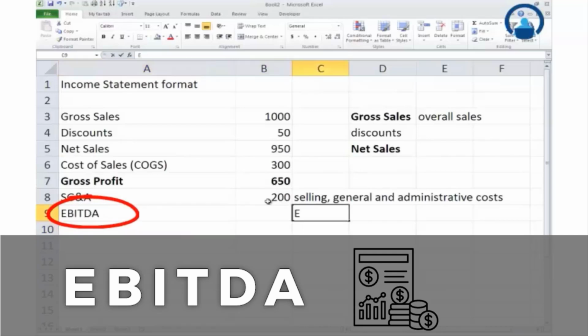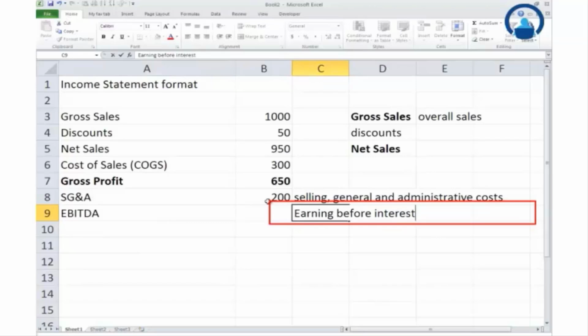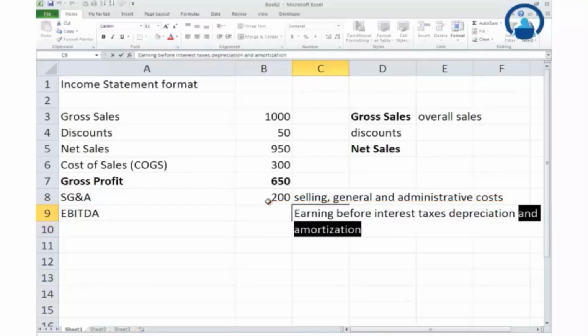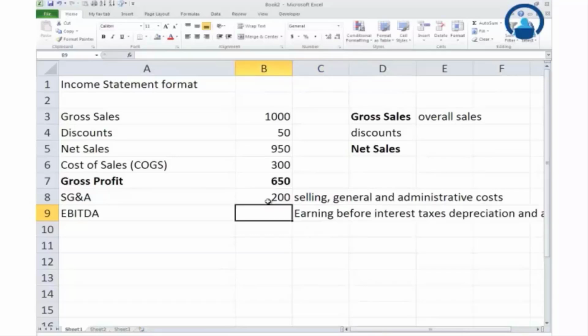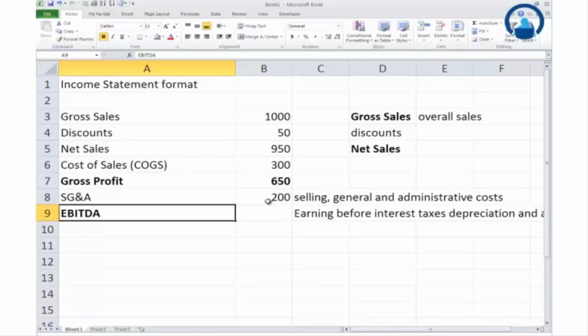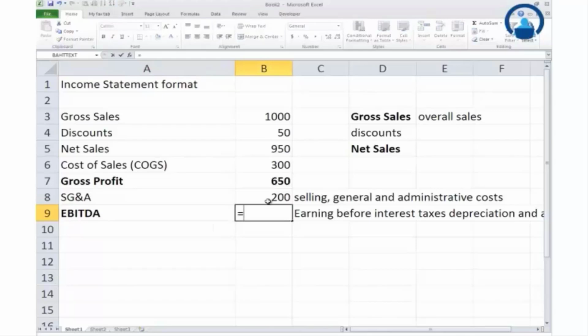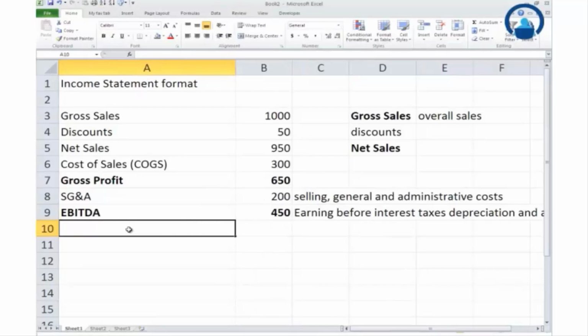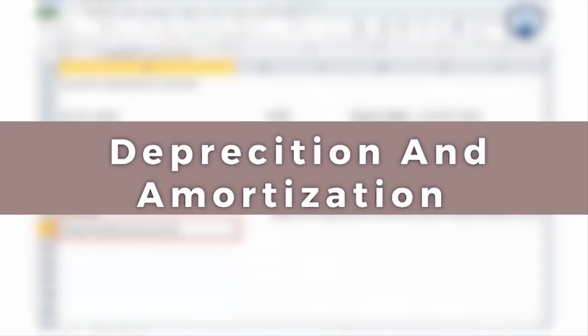What is EBITDA? EBITDA is earnings before interest, taxes, depreciation and amortization. This is quite famous in analysts' terminology, and they frequently track EBITDA numbers of various companies for their discussions and calculations. So let's calculate EBITDA. EBITDA is gross profit less selling, general and administrative expenses, and it comes out to be 450.